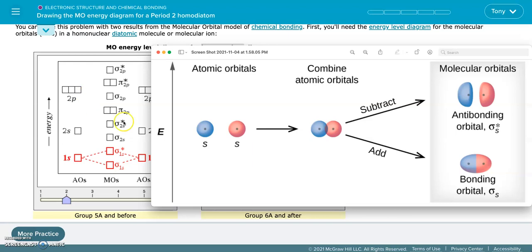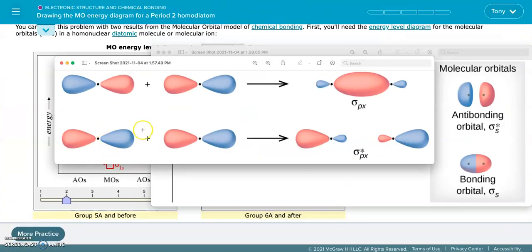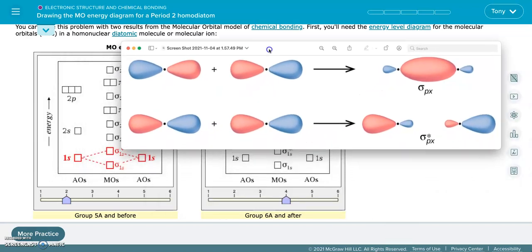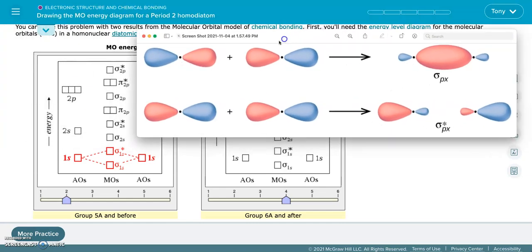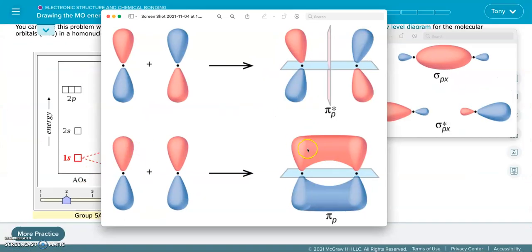Now the p orbitals, of course, are more challenging. There's more going on. For the p orbitals, this is what would be represented by the sigma. Really, the difference between a sigma bond and a pi bond is the way in which they are formed and where the electron density is. If the electron density is directly in between the two nuclei, that represents a sigma bond, whereas a pi bond looks like this, right?